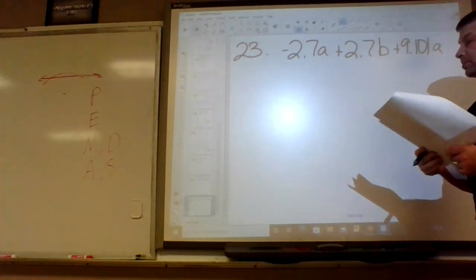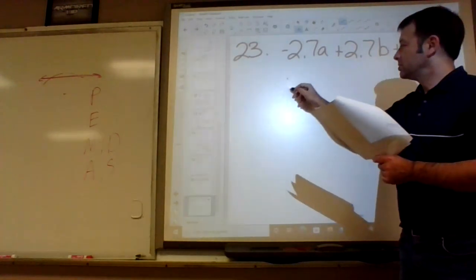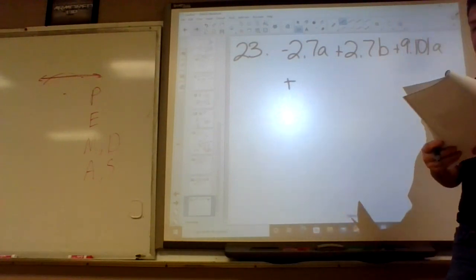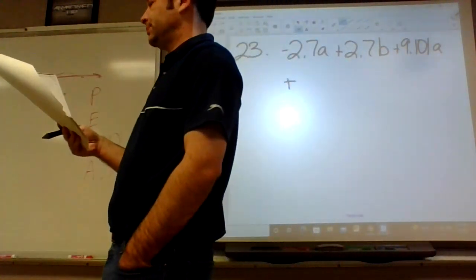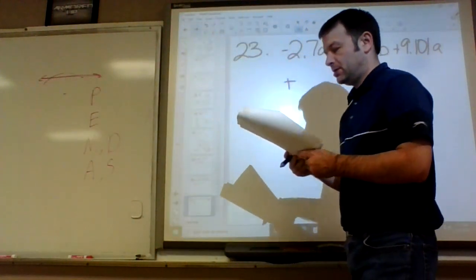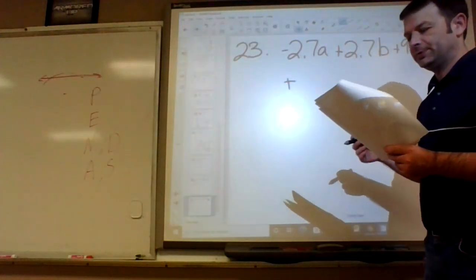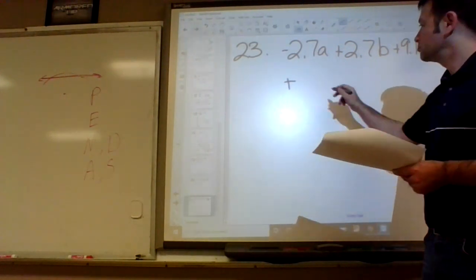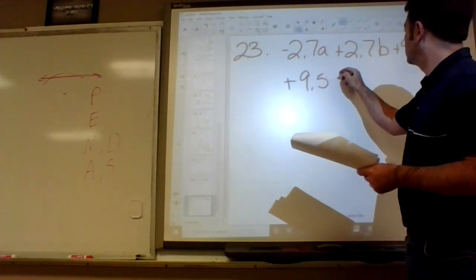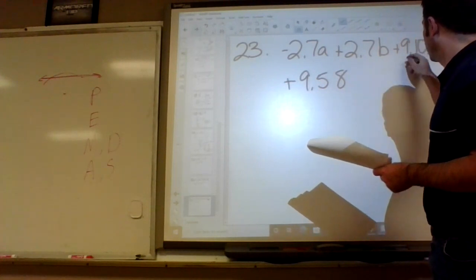Plus 4.79 times 1.9A. I think it was like 9.101 if I remember right. Is it plus 4.79 times 2? 9.58 maybe? Wait, what is that? It's 9.101.